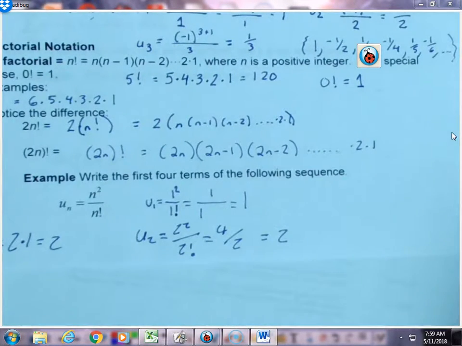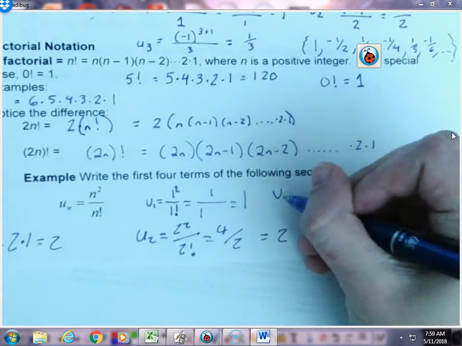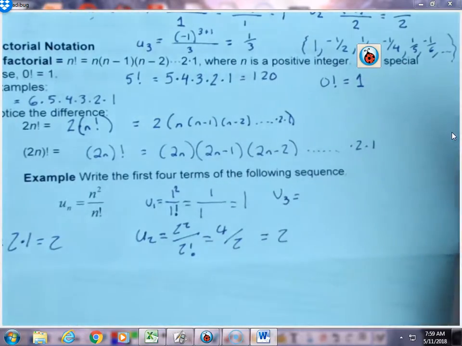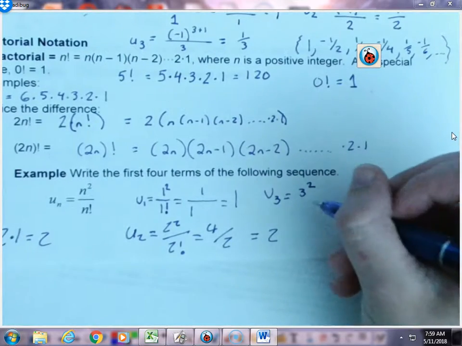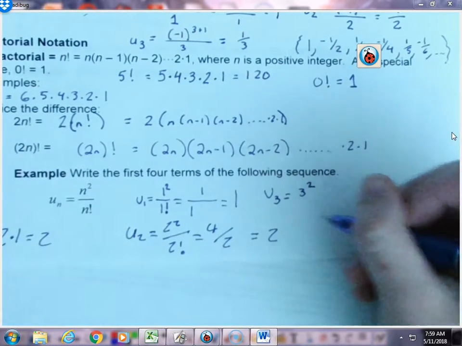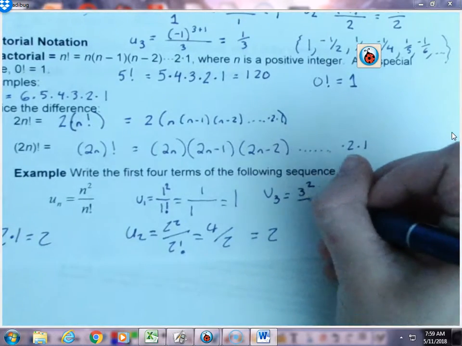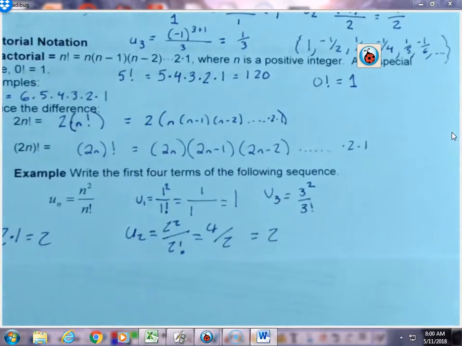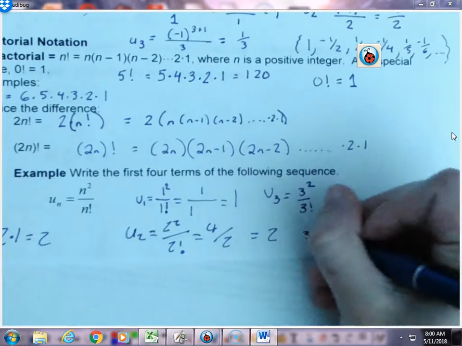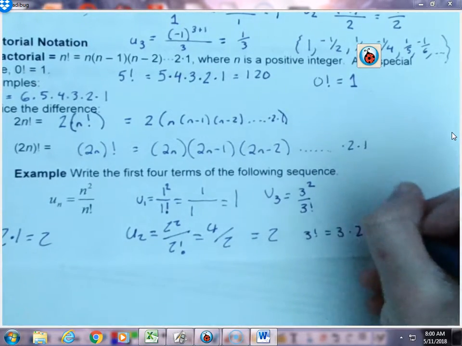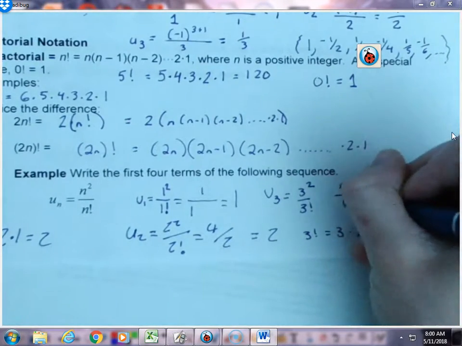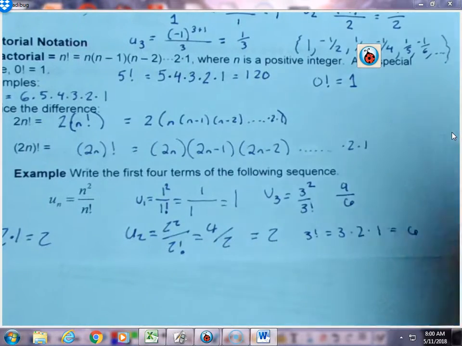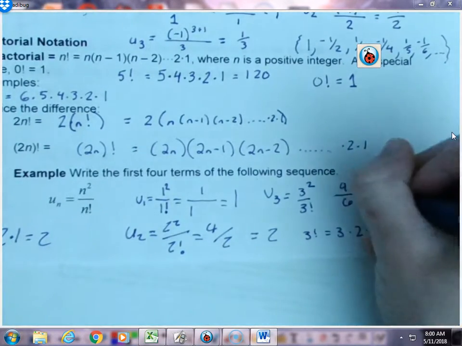Okay. So, I guess the next thing would be 3. So it would be u3 equals 3 squared, and then 3 factorial, and 3 factorial equals 3 times 2 times 1, which equals 6. So it would be 9 over 6, which would be 3 halves.